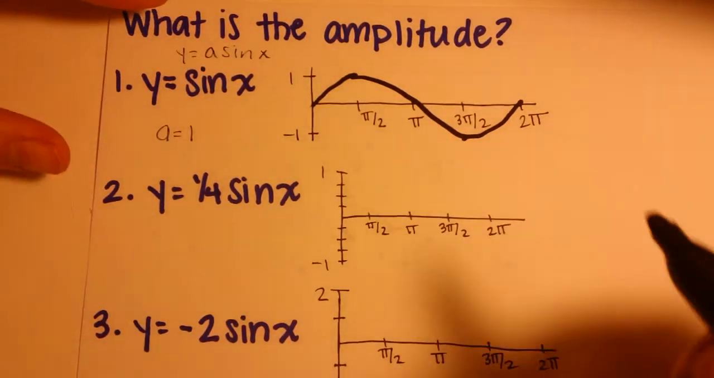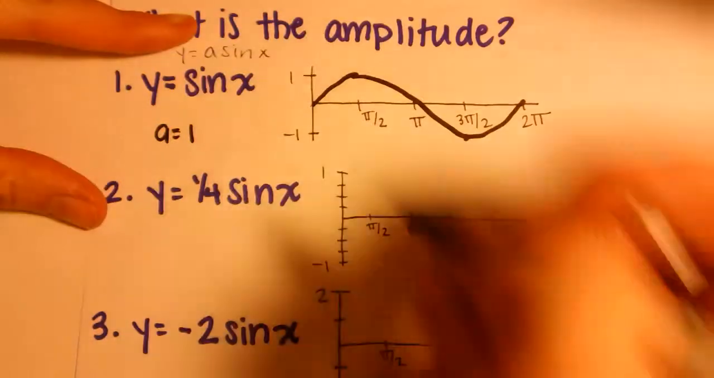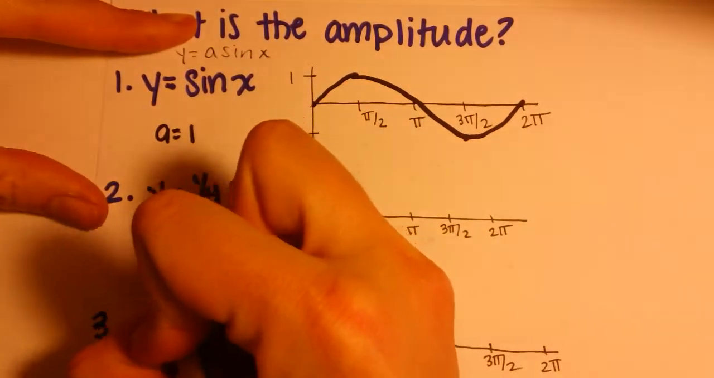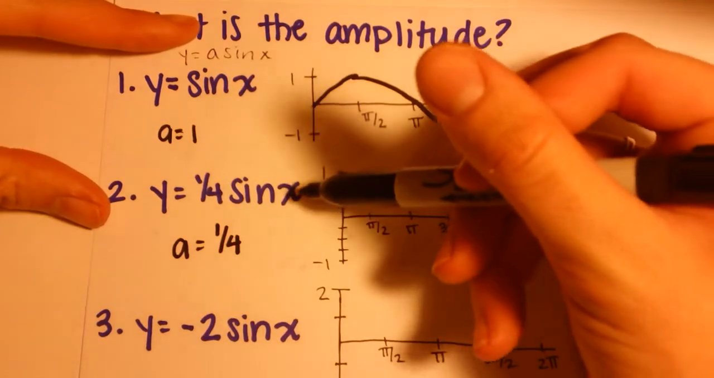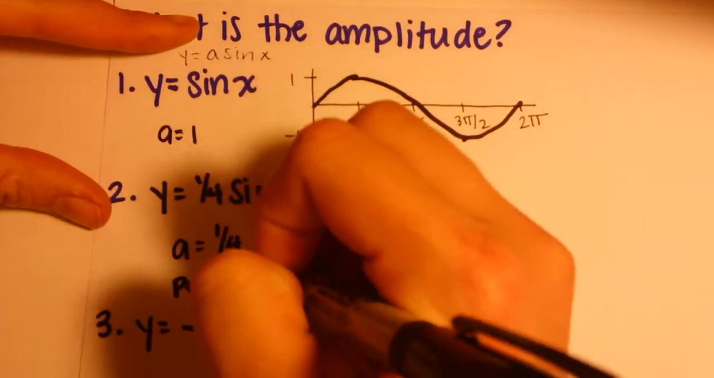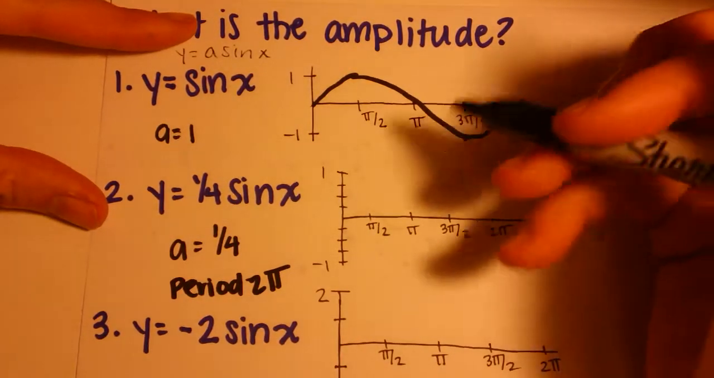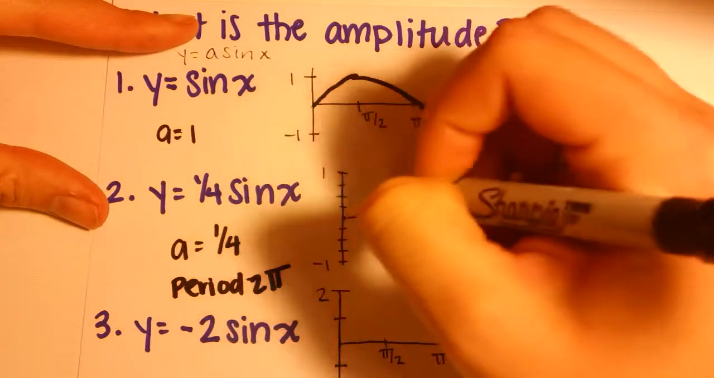Now, what happens when we end up with an amplitude of 1 over 4? So here, our amplitude is 1/4. Since our b value is 1, our period is still 2 pi. So now our amplitude, or the max height that the sine function will reach, is 1/4.